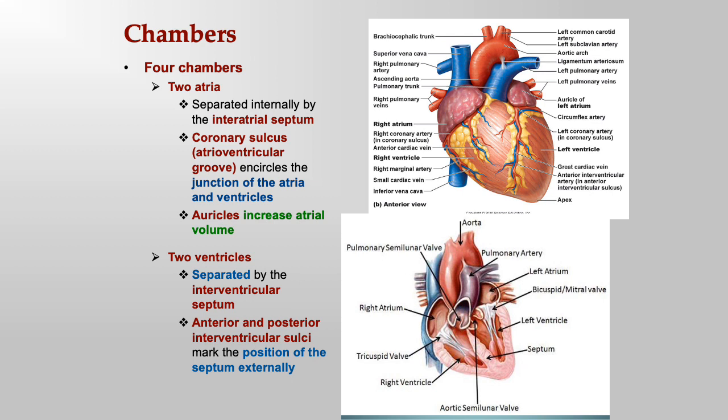The sulci are where there's adipose tissue. It's also where arteries go. So the coronary sulcus is where arteries go around the heart, and the interventricular sulcus is where the arteries go down the heart. There's one both in the front and the back.